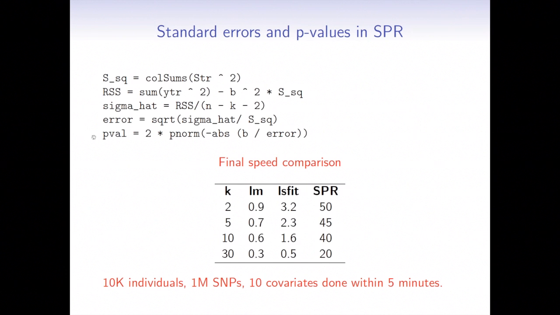And in the table, you can see the final speed comparisons. We see that the LS fit function is indeed faster than LM. However, the computational benefits start to disappear once the number of covariates increases, and our semi-parallel regression is working 40, 50, 60 times faster. And now we can do the GWAS for 1 million SNPs with 10 covariates within 5 minutes, and that's already for beta, standard errors and the p-values.